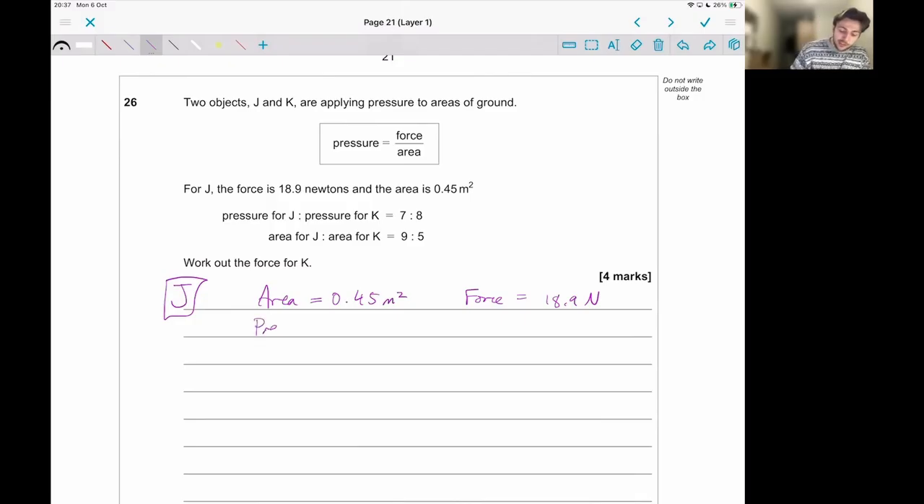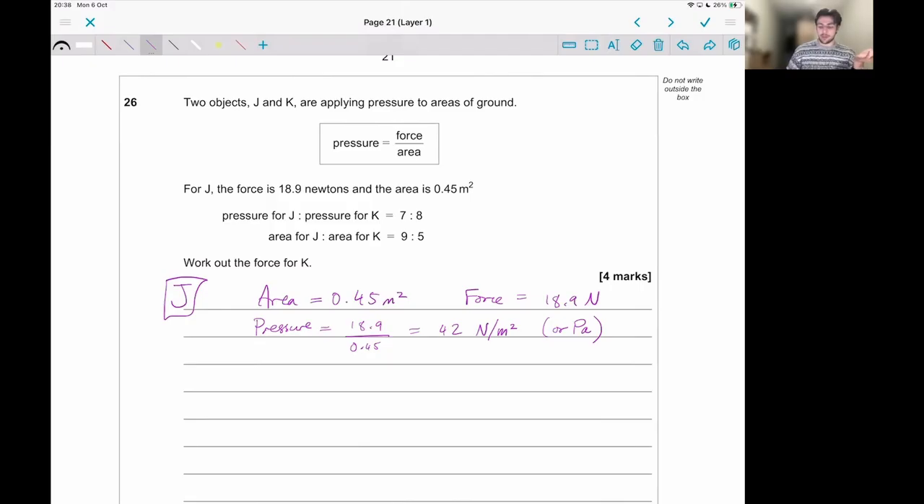We know how to work out the pressure because they've given us a formula for it. So it's the force divided by the area. So it's 18.9 divided by 0.45, which is, well, you can do it in your calculator, but it's 42. And then your unit is going to be newtons per meter squared or pascals. But that doesn't really matter too much for the moment. You don't have to put a unit technically for now, but it's good practice too. Pressure is measured in pascals, Pa.